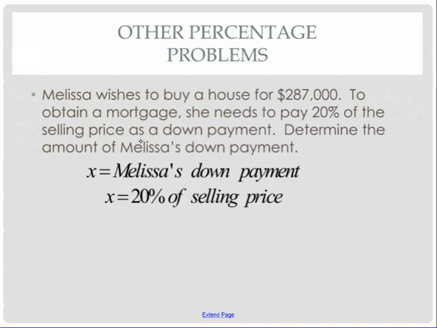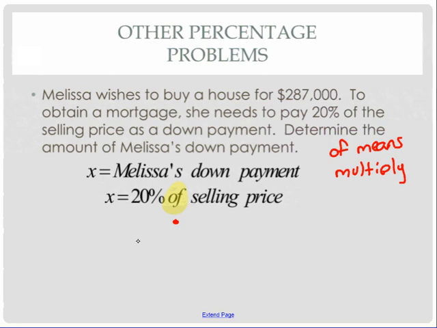Let's let X be Melissa's down payment. That's what she's going to ultimately pay. 20% of the selling price. Now, in math, the word of pretty much always means multiply, right? Of means multiply. We're going to be using that a lot. If you haven't learned that from your previous math classes, you really need to.